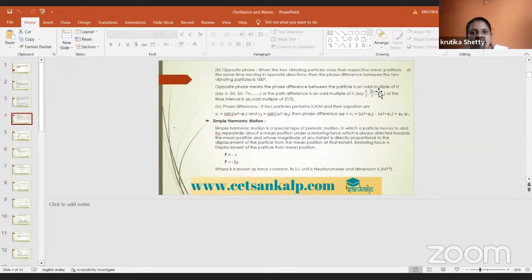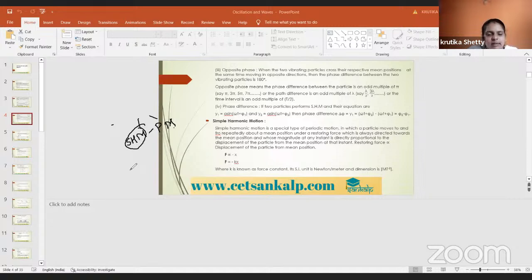I'll repeat that. SHM, simple harmonic motion, is nothing but periodic motion. Then what is the difference between periodic motion and simple harmonic motion? Periodic motion only repeats at regular intervals of time. But in the case of simple harmonic motion, we know that the body is moving to and fro. So there should be some force responsible for that. Which force is it? It is the restoring force. That is nothing but the restoring force here.